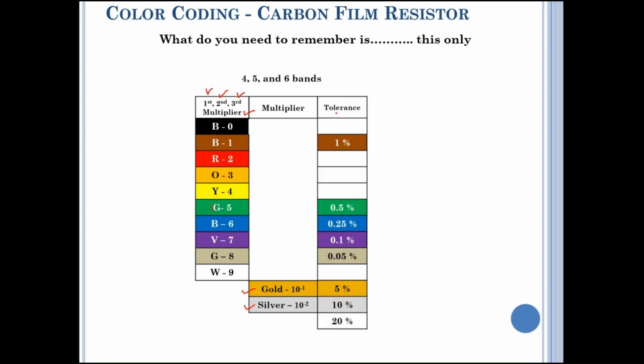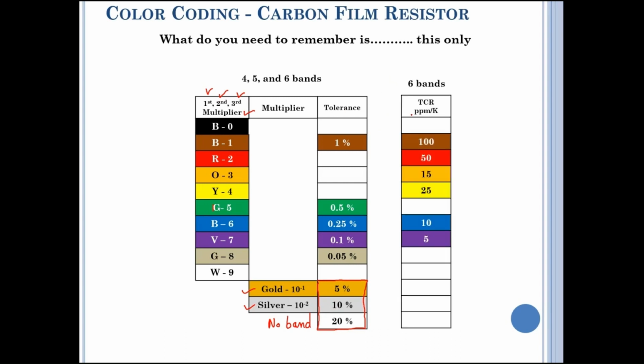The third thing you need to know is the tolerance. Out of all these colors, the very important ones are 5, 10 and 20%, because they are the commonly used tolerance bands on a resistor. Gold is 5%, silver is 10% and 20% means no band. When there is no color band present at the tolerance position, then it is 20%. For a 6 band resistor, additionally, TCR is required, which is the temperature coefficient of resistance, measured in ppm per degree Kelvin. It has some band. So majorly remember the first column, the multiplier of gold and silver, and then tolerance.